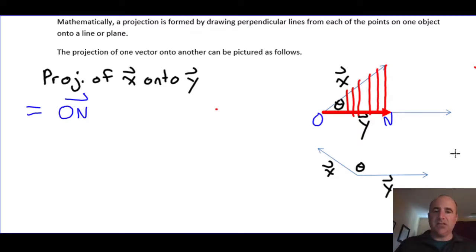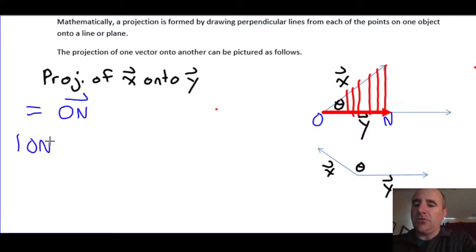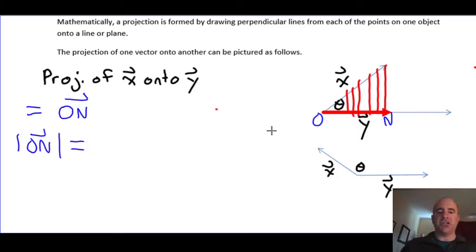So the easiest thing to do is to start by talking about how we figure out how long this vector is. What's its magnitude? Although the projection will be vector ON, we're going to start by finding the magnitude of ON. The reason is that vector ON is going to have the same direction as y, so it's not a difficult thing to determine its direction.